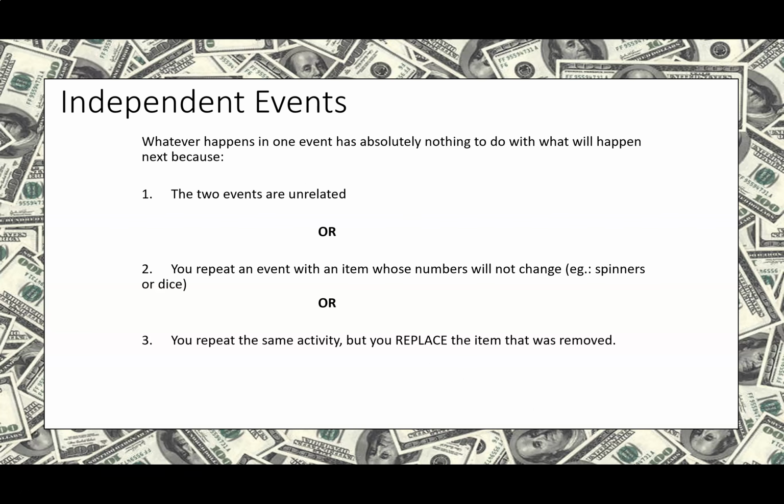Independent events, whatever happens in one event has absolutely nothing to do with what will happen next. First of all, because the two events are unrelated. An example might be pulling a card and then flipping a coin. Those two things are unrelated. Okay? You repeat an event with an item whose number will not change. For example, you might be spinning a spinner or rolling a dice or flipping a coin.